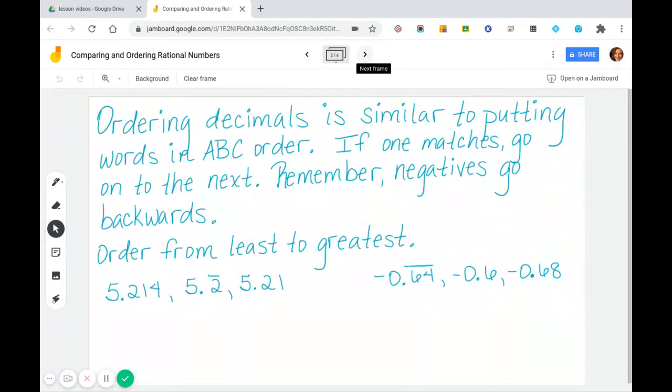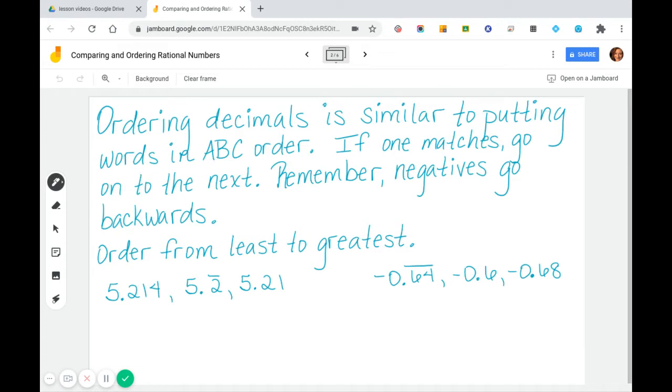Okay, so ordering decimals, I always think of it kind of like putting words in alphabetical order. If you're comparing animal and apple, the A's match, so you go to the next letter. And N in animal comes before P in apple, so the word animal comes before apple. It's the same deal with decimals. If the first number matches, go to the next number. If that matches, go to the next one until you find one that doesn't, and then just figure out which one comes first.